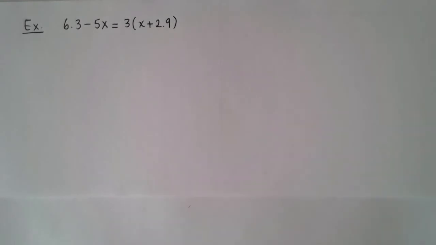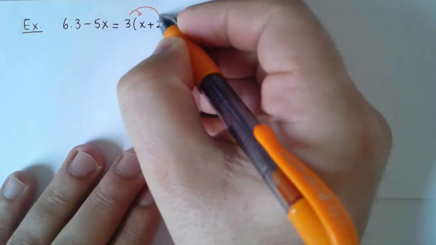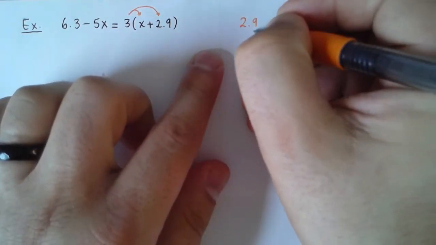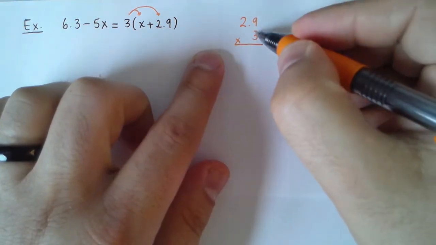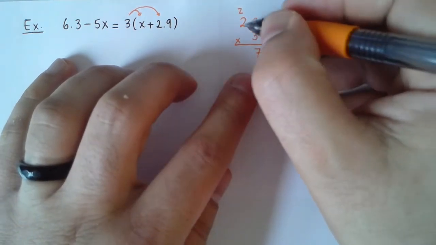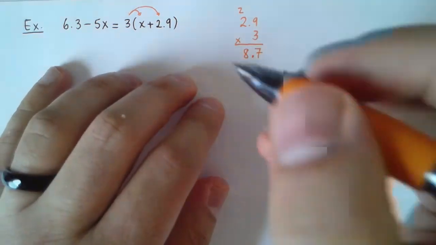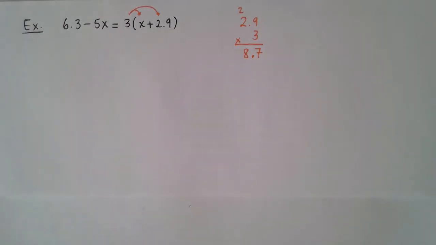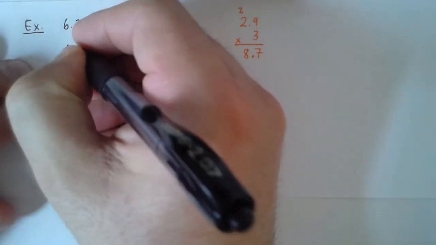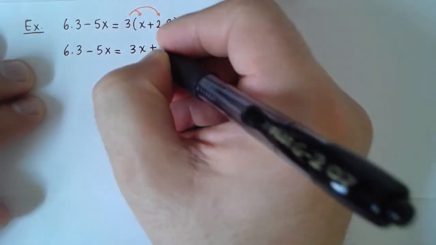So here's the final example. That just is like a distribution in here. The first thing, now you can't combine this x and that 5x. You have to first distribute that 3 in here. So you need to multiply 2.9 and 3. Again, we don't use a calculator. So 3 times 9, 27, is 7. I carried 2. 3 times 2 is 6, plus 2 is 8, so it's going to be 8.7. We have only one decimal here. So we can rewrite this as 6.3 minus 5x equals 3x plus 8.7.